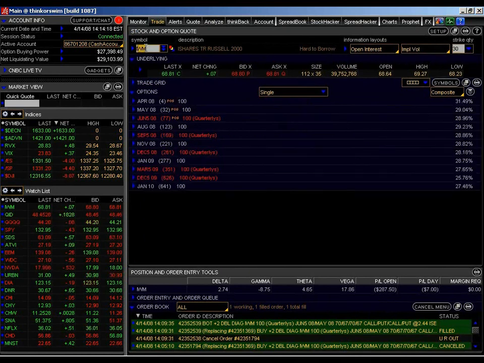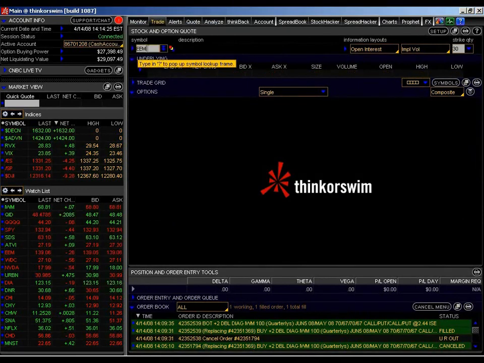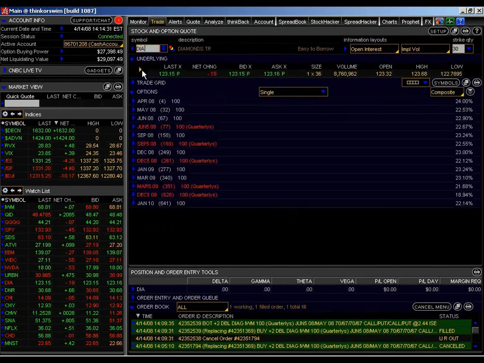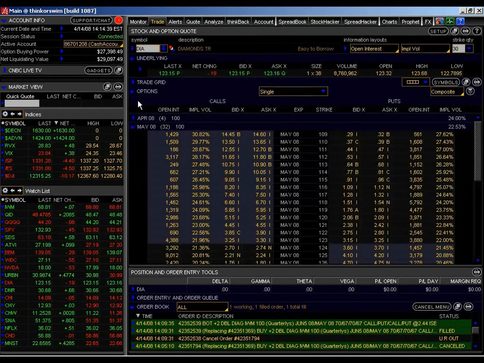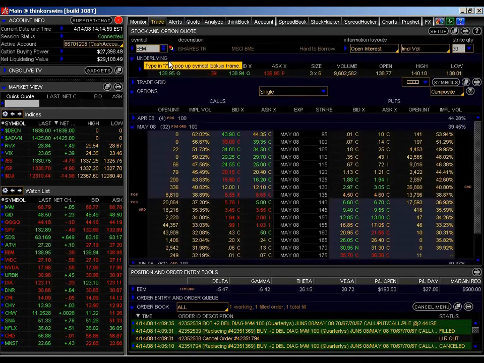Now we're going to take a look at the EEM position. I keep typing 3 E's in there. We're going to be building a position very shortly in the diamonds. So we're going to have several positions in several different indexes because they really do act differently at different times. The diamonds are the Dow Jones Industrial 30 stocks ETF. The EEM is the Emerging Market ETF.